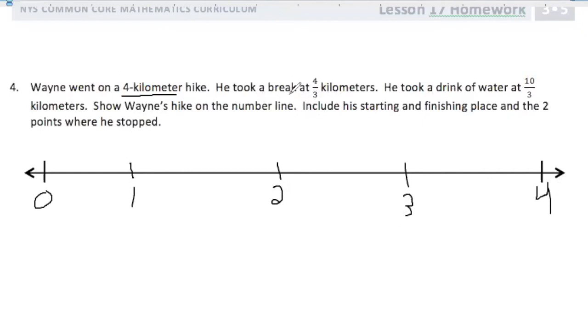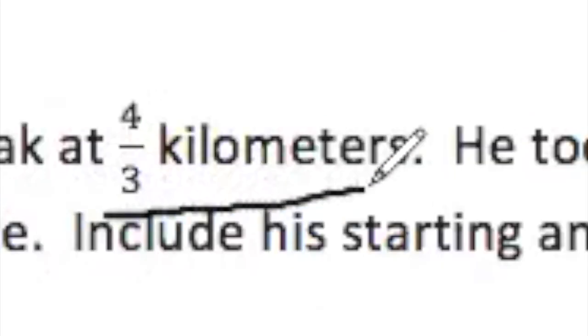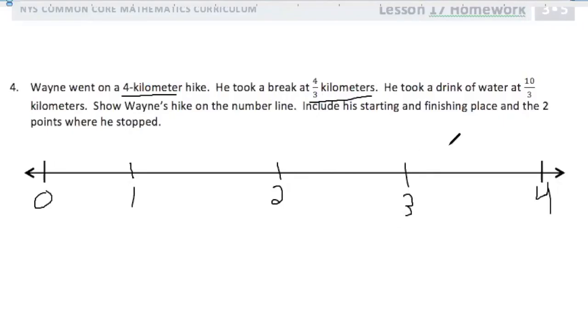So first it says he took a break at 4/3 kilometers, and then he took a drink of water at 10/3 kilometers. Okay, so if we're splitting into thirds, that means from one hole to the next, 0 to 1, 1 to 2, 2 to 3, or 3 to 4, it's going to be split into thirds. So let's do that from 0 to 1. If there's 3 parts, there's 2 lines. 1, 2. Next one, 1, 2. From 2 to 3, 1, 2. And then 3 to 4, 1, 2. And then we have 3 parts between each hole.